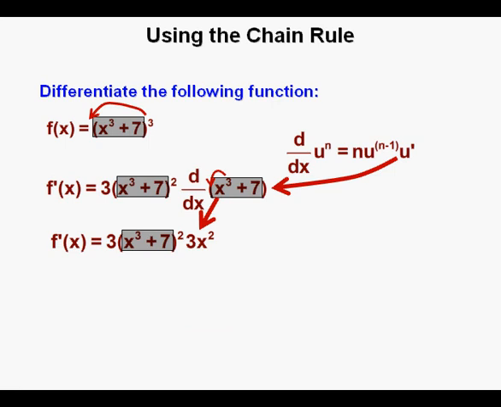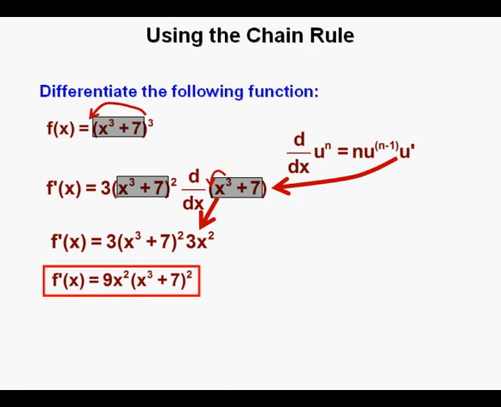The 7 goes away because it's 7x to the 0 power, which makes the derivative of 7 equal to 0. Now we can take away that first black box, so we have 3 times quantity x cubed plus 7 squared times 3x squared. We can multiply the 3 times the 3x squared to give us f prime of x equals 9x squared times quantity x cubed plus 7 squared. And we can box in our correct answer.